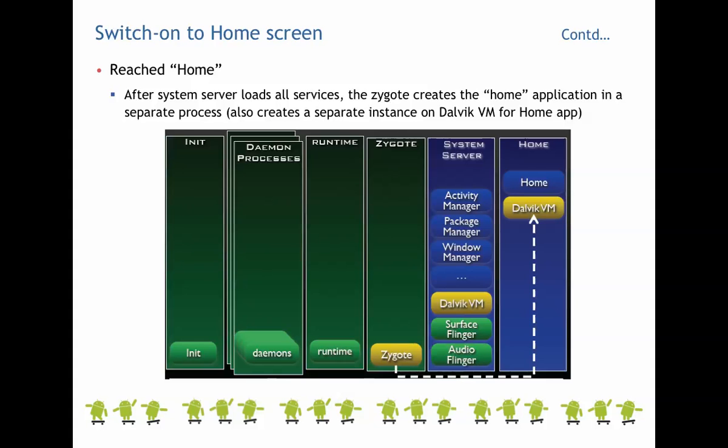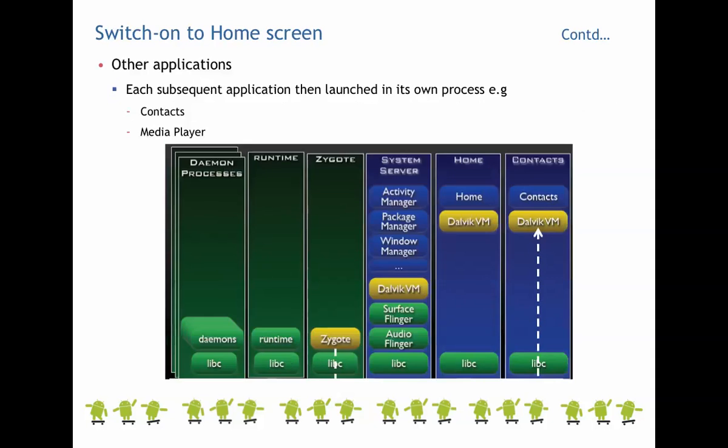From the home screen application, say you pressed on your contacts application. What will happen? When you click on your contacts application, a new process will be created because contacts is a new application, and it will have its own instance of the Dalvik virtual machine, and your contacts application will be running in its own process.